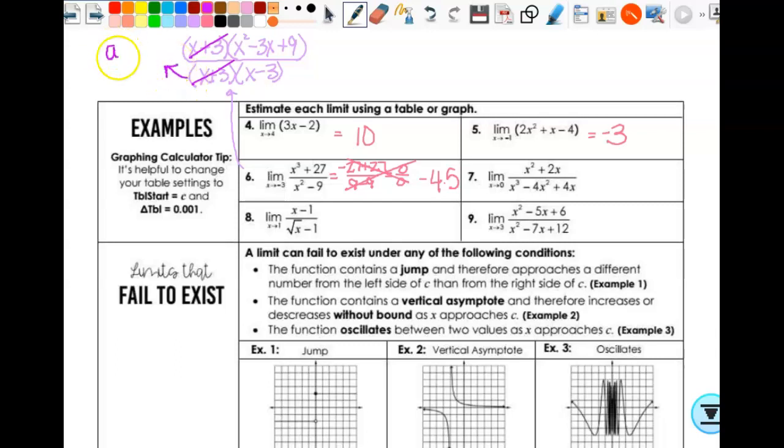A hole. This is a hole at x equals -3. That's why you get undefined when you actually go to -3, because there's a hole there. We good? All right, so let's look at number 7. We'll look at it as a graph.